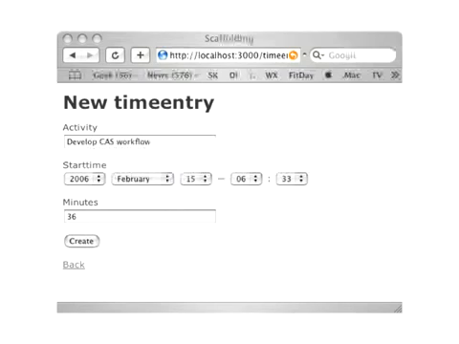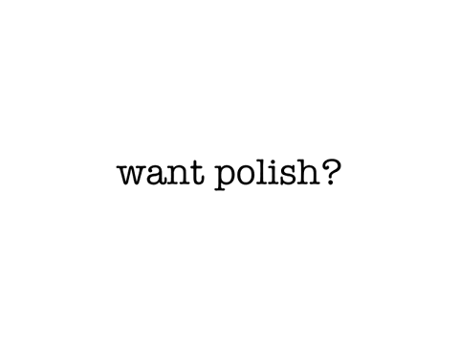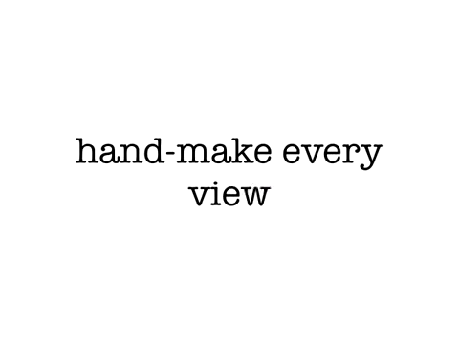This is what it looks like. As you can see here, I'm creating a new time entry. Rails even went so far as to figure out that my start time was a datetime field in the database, so it gave me a bunch of pull downs instead of a plain text field, which is what I used for the JSP solution. If you want more polish, you can hand make every view. The nice thing about this is that Rails generated both the add and edit pages as well as the view pages.